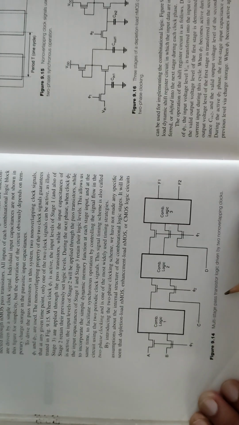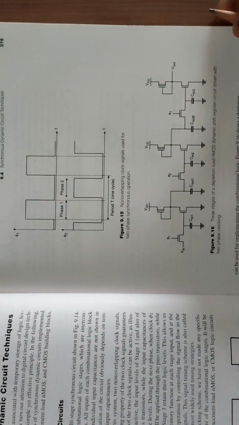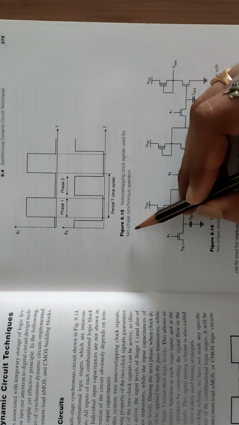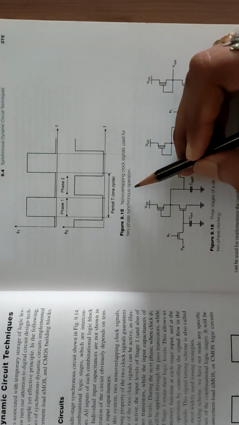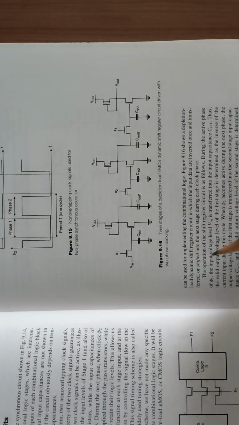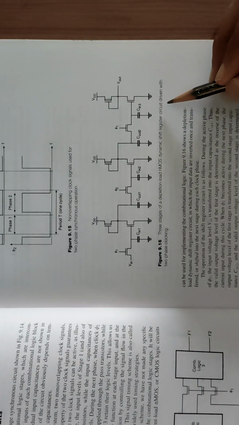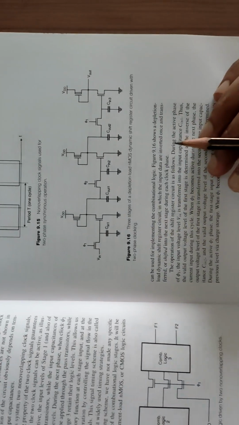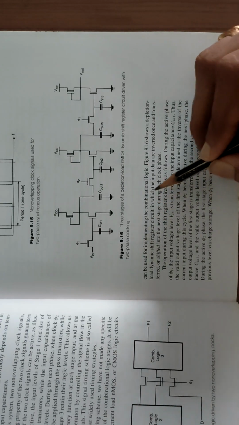Figure: multi-stage pass transistor logic driven by two non-overlapping clocks. Figure: non-overlapping clock signals used for two-phase synchronous operation. Figure: three stages of a depletion load NMOS dynamic shift register circuit driven with two-phase clocking.